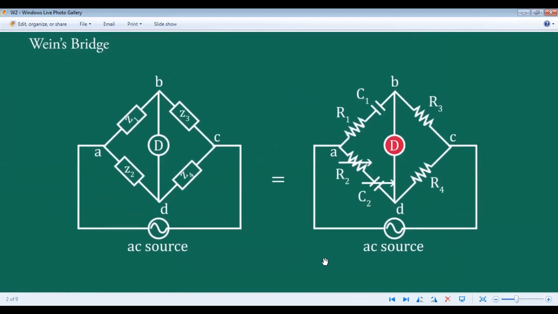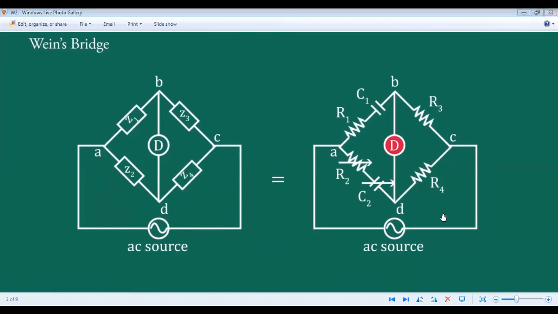Okay. So we will discuss the theory part of the Wien bridge. The Wien bridge is basically used to find the capacitance. When we need to find the capacitance, we use this Wien bridge. It is nothing but an AC bridge. You can clearly see that the bridge has four arms: AB, BC, CD, and AD.